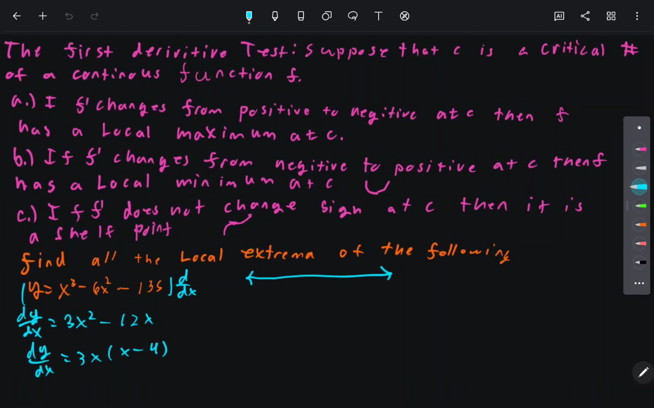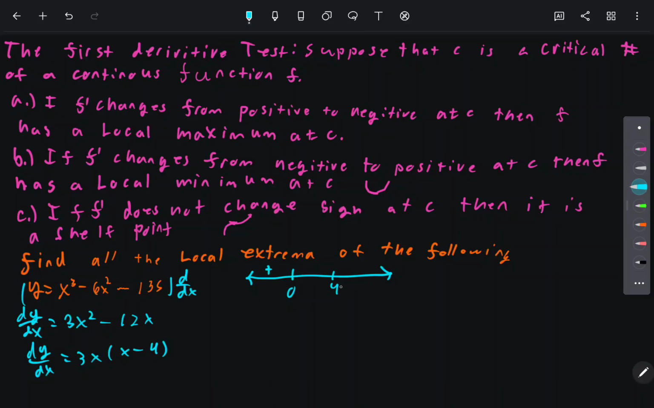This number line gives us a lot of useful information. So we know that x is equal to 4 and x is equal to 0 as our two possible critical numbers. So we're going to plug in a number less than 0. Let's say -1. If we plug in -1, this 3x is going to be negative, and this x minus 4 is going to be negative. A negative times a negative is a positive, so it's increasing.